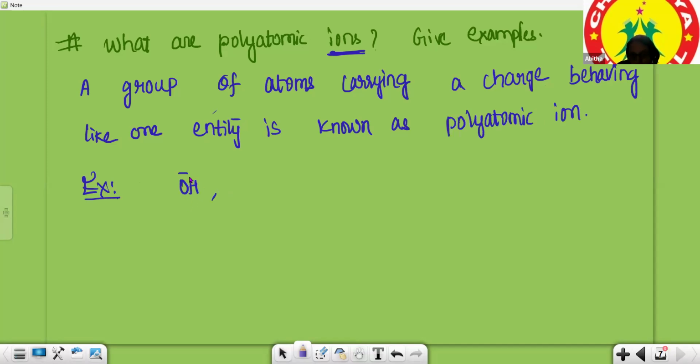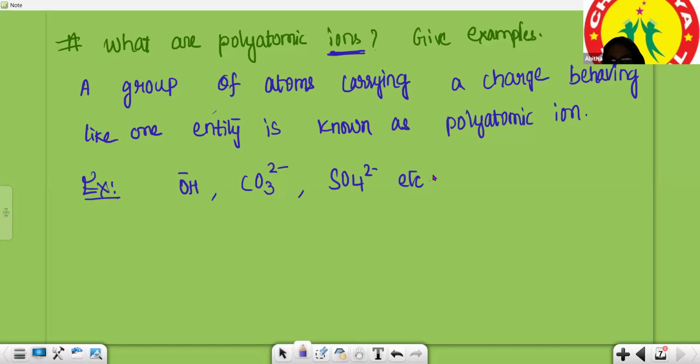For example, we can say hydroxide ion, OH minus. Here oxygen and hydrogen combine to form this. You can also take the example of carbonate ion. It is called carbonate together, but it is a combination of carbon and oxygen. Next, sulfate ion, etc. So these are considered as polyatomic ions.